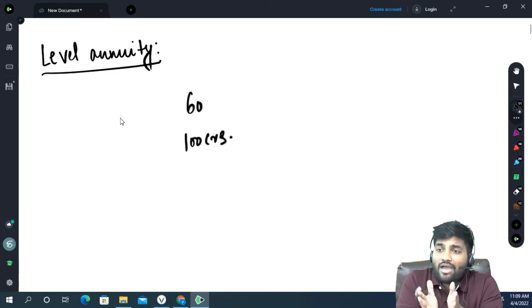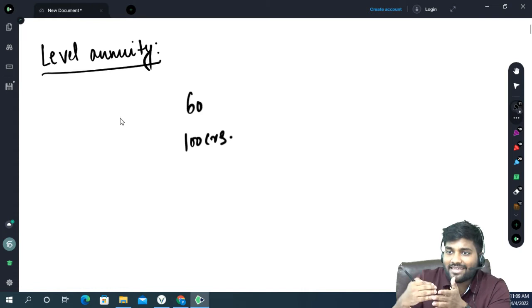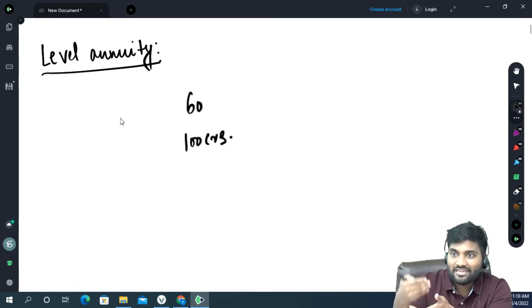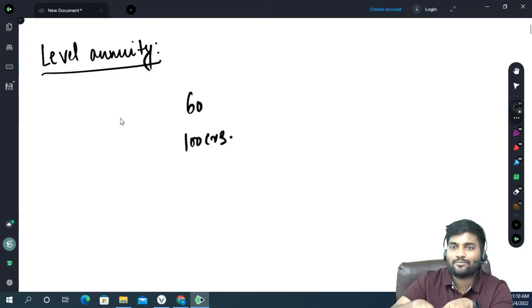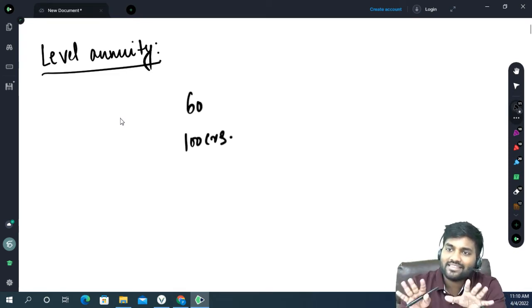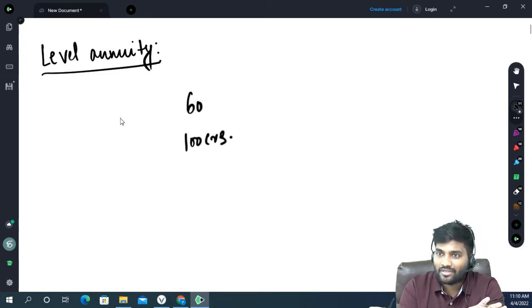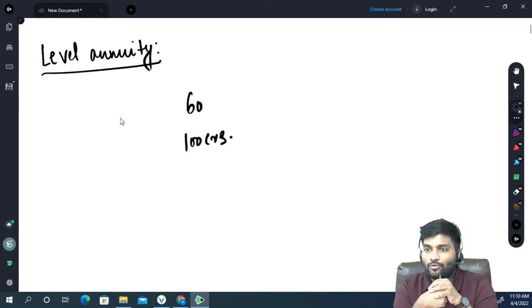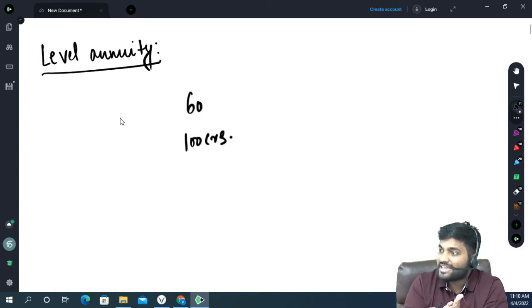If he is not going to have any further earnings, he will approach an insurance company or a banking house. And he will say, sir, I am giving you, let's say suppose, 10 crores. Till the time I don't die, you pay me every month a specified amount. So the lump sum is being converted into an annuity.